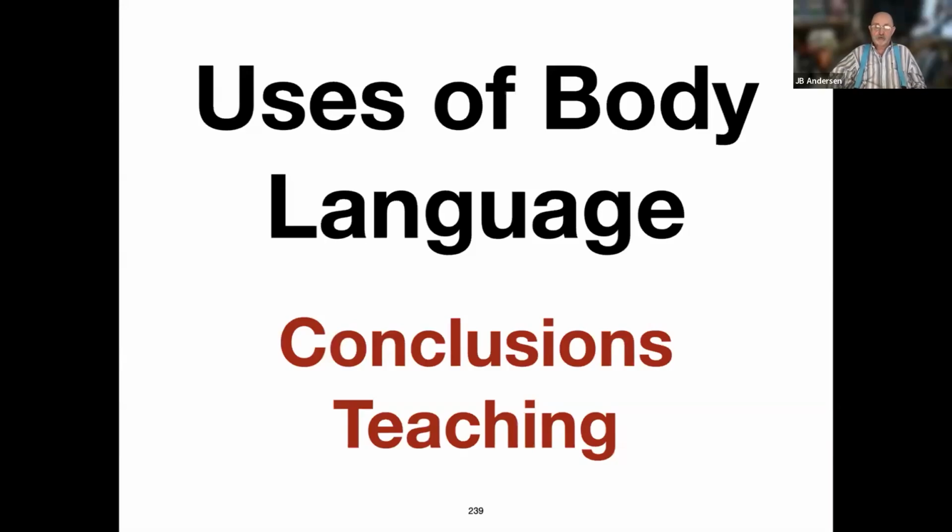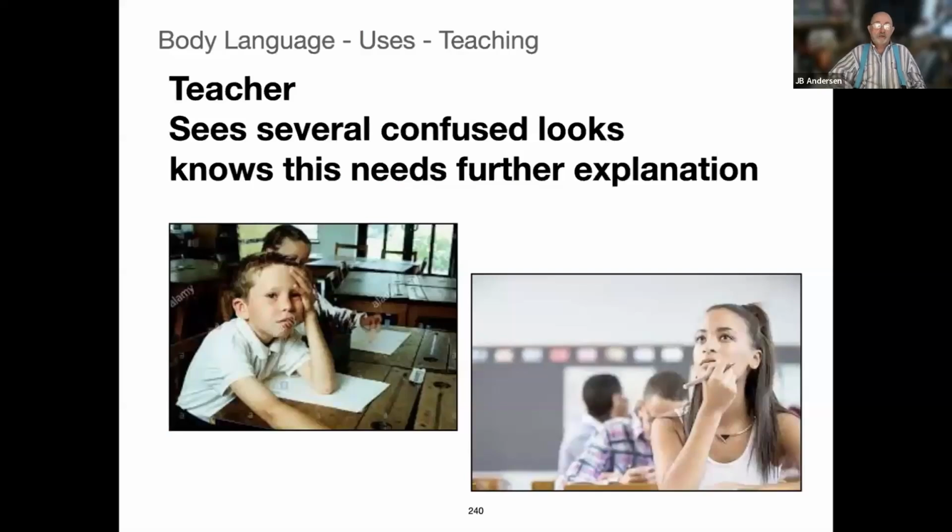Conclusions about body language. We're going to look at teaching next. The teacher, you look around in the room. Everybody looks, or not everybody, some people look confused. This is a message to the teacher. What you just said needs further explanation. What are you talking about? Here's a couple images of students that are wondering.